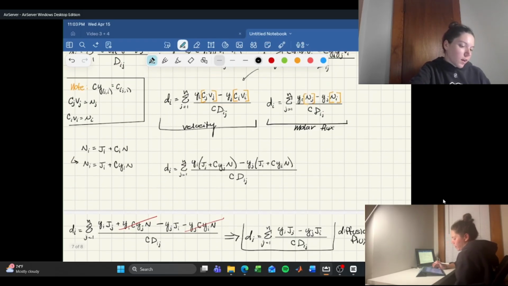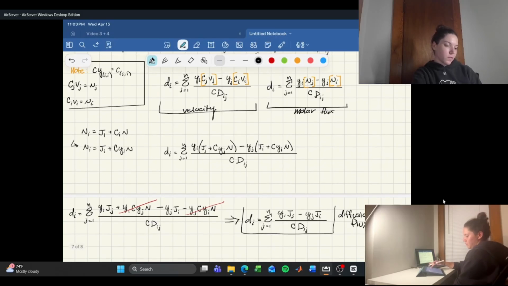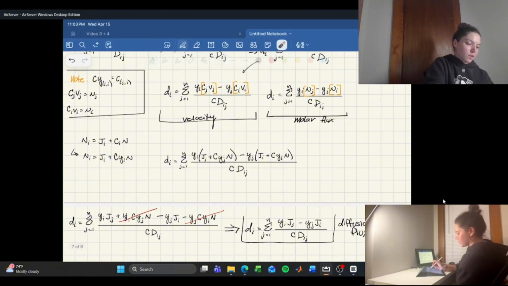And we did that again by using the Stefan-Maxwell equation for molar flux, and in terms of velocity, we are able to relate these Stefan-Maxwell equations to each other and get these three different equations from it. It's 1, 2, and 3.